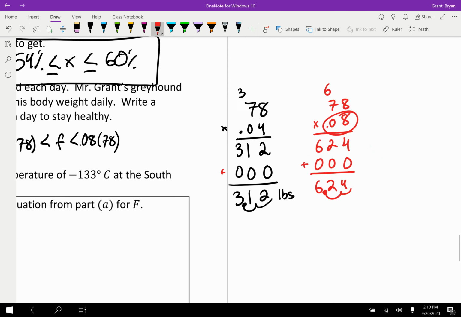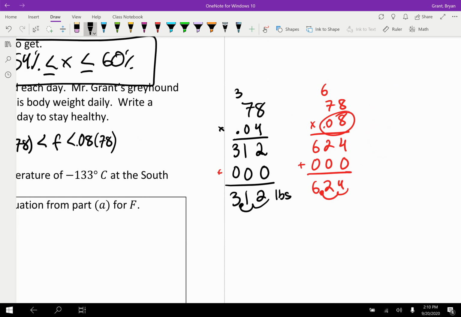Therefore, if we wanted to write our final answer, and I know I ran out of room, you might have to write small here. I think Jake has to eat between 3.12 pounds and 6.24 pounds, and he can be equal to that. And he can have exactly 4% to 8% of his body weight. That's a lot of food.